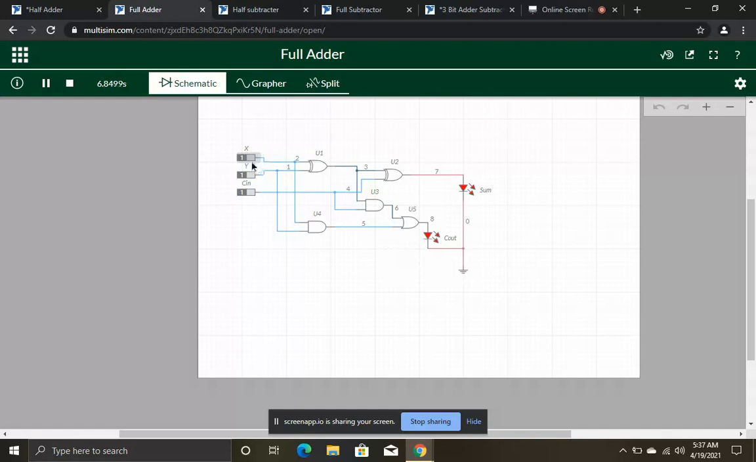In the same way, if x is 1, y is 0, carry in is 0, the sum will be 1 but the carry out will be 0. If x is 1, y is 0, carry in is 1, the carry out will be 1 but the sum will be 0. If carry in is 0, y is 1, the carry out will be 1 but the sum will be 0. If y is 0, carry in is 1, then the carry out will be 0, sum will be 1.